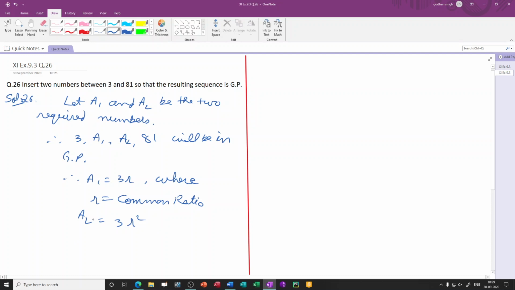A1 will be equal to 3R, A2 will be equal to 3R square. Because if you count from the first term, second term, third term, this is our A3, and this capital A1 is actually, since we consider small a1 as the first term, this will become A2.